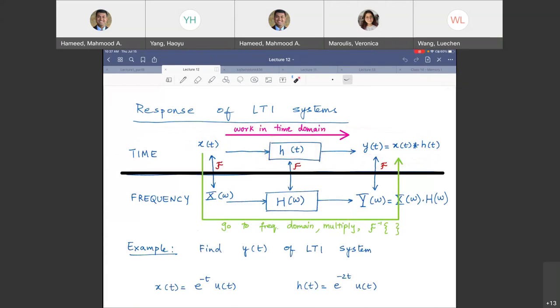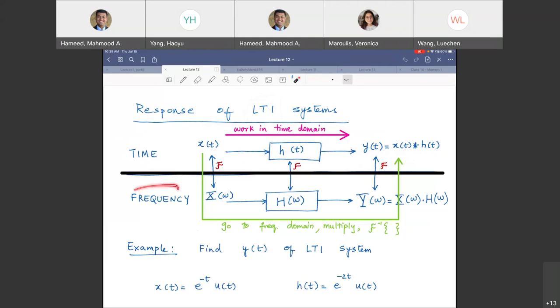And obviously, this is a continuous time case. y of t can be computed by convolving the input and the impulse response. We know this from earlier, and this is the response of an LTI system. So you can go with this idea of superposition, which leads into convolution.